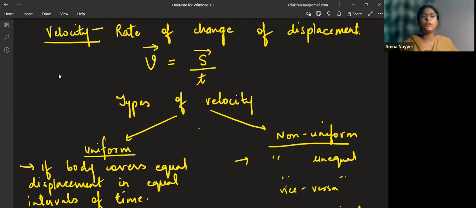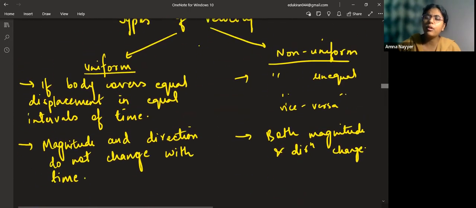Now uniform and non-uniform is not difficult for you to understand. What is meant by uniform? What is meant by non-uniform? If the body is covering equal displacement in equal intervals of time, you have uniform. And if it is not, you have non-uniform. But one more point gets added in velocity, because velocity is a vector quantity. What are scalar and vector quantities? Can anyone tell me?